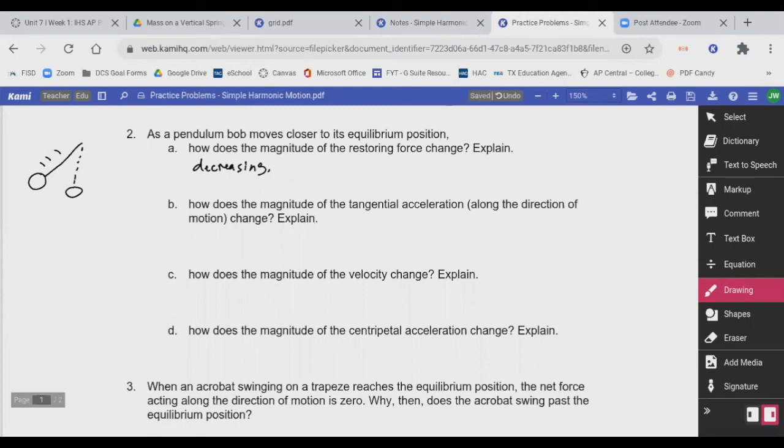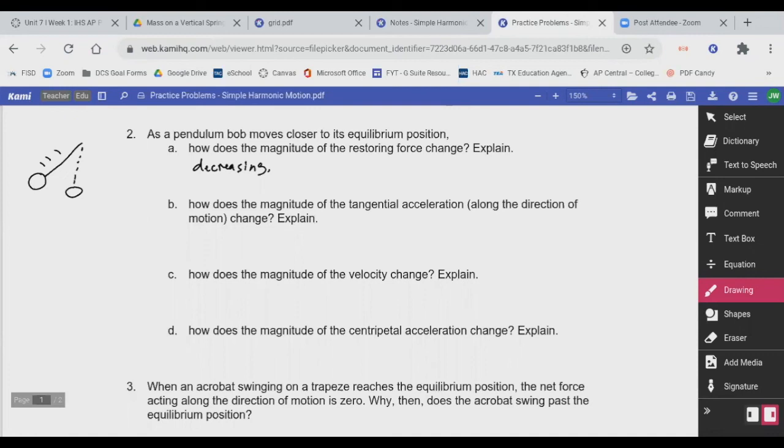As the displacement increases, the restoring force increases. So as the displacement decreases, the restoring force would also decrease. Yes, so it is at max when it's farthest away and decreases as it gets closer to equilibrium. Make sure that as we're explaining things, I even started to write an equation. Let's avoid equations if we can, and let's use words to explain.